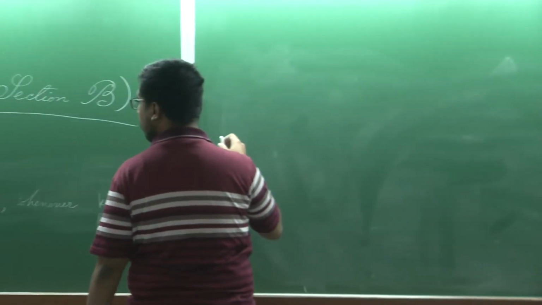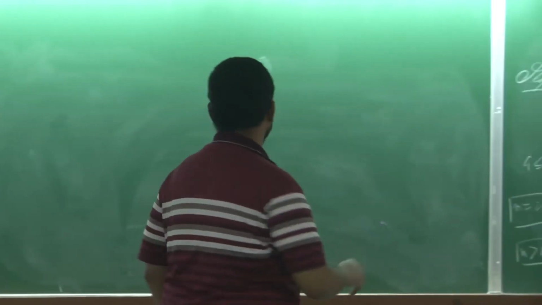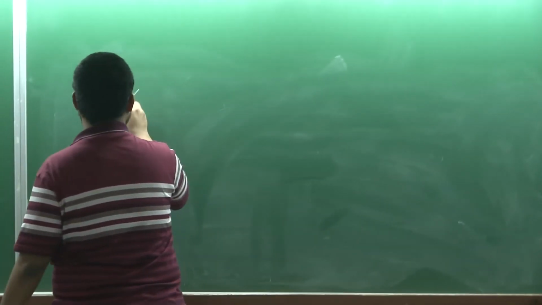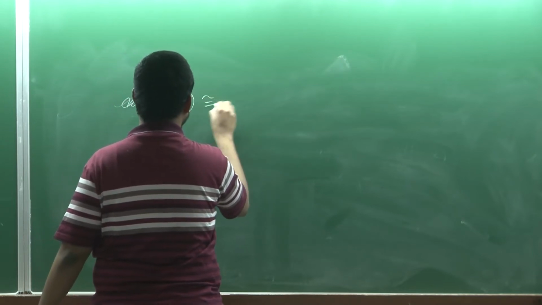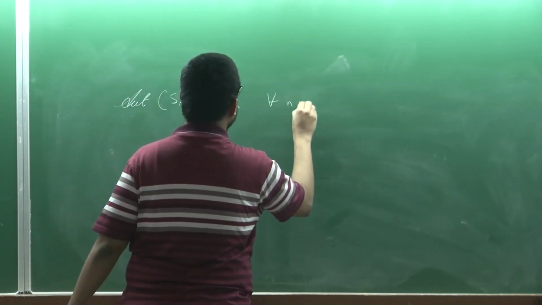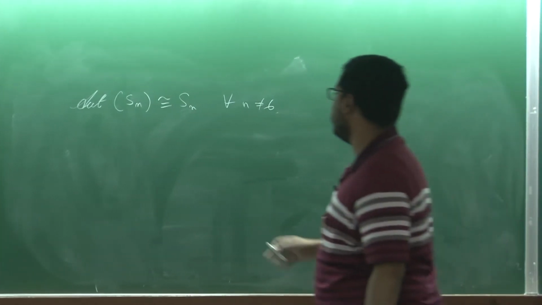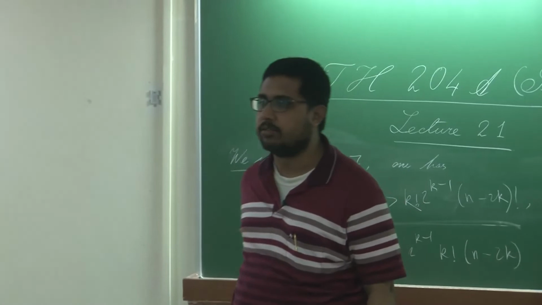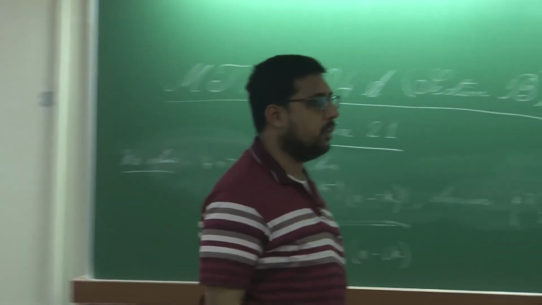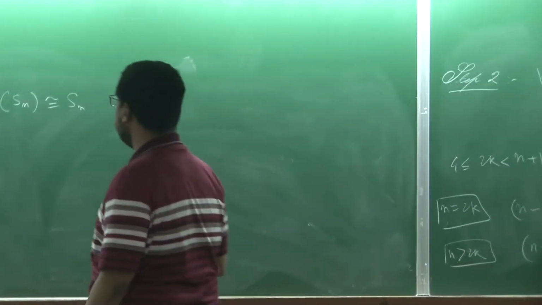I still have one more thing to say, because what we have just proved is that the automorphism group of Sn is isomorphic to Sn when n is not equal to 6. So we have to talk about what happens with n equal to 6. When n equals 6, if you recall, in one of the earlier assignments we constructed an automorphism of Sn which is not inner.